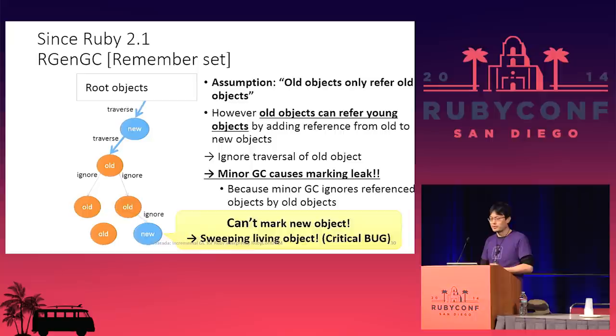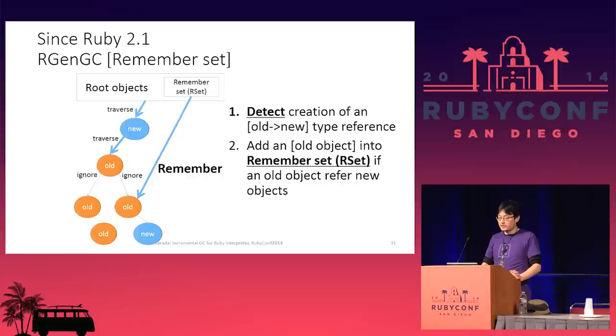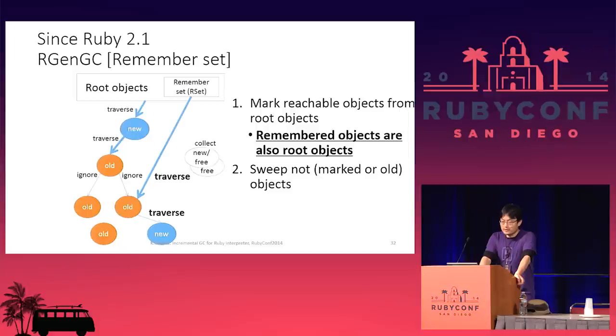But there is a problem, because a Ruby program can refer from old objects to new objects. A Ruby program can make such a relationship from an old object to a new object. If we ignore the traversal from old objects, this new object will not be traversed. So it will be a critical bug. So we detect such old-to-new references, remember this old object in a remember set, and traverse from the remember set to this new object. Then there is no problem with this technique.